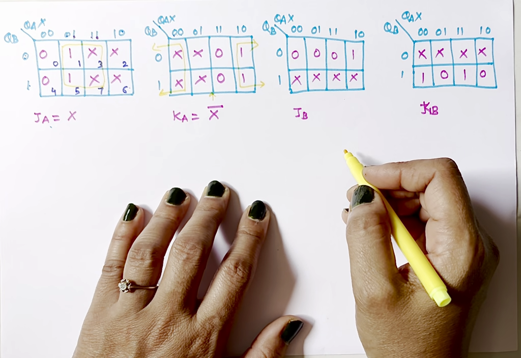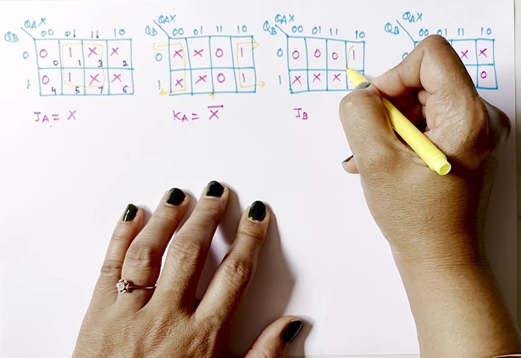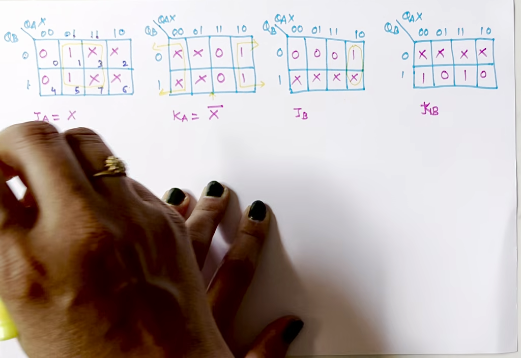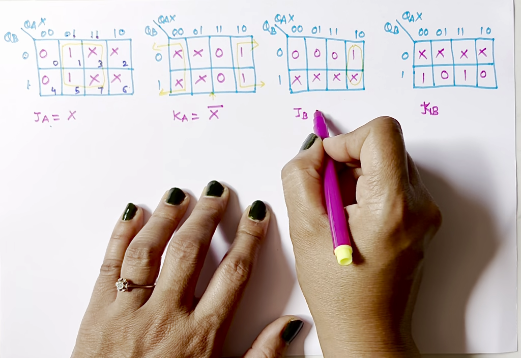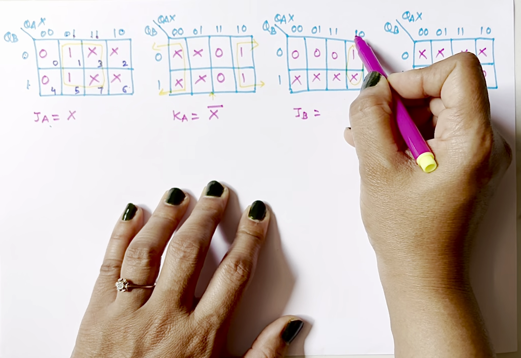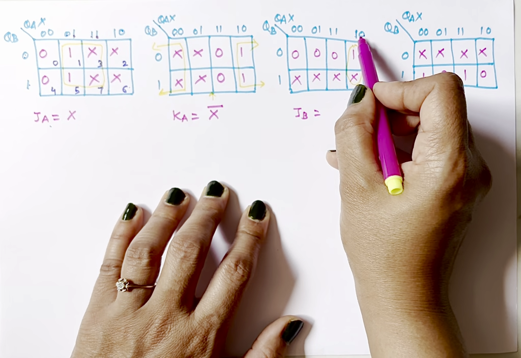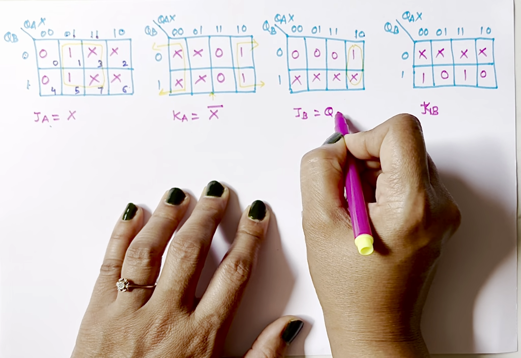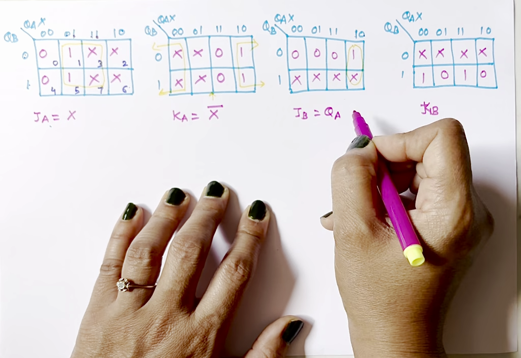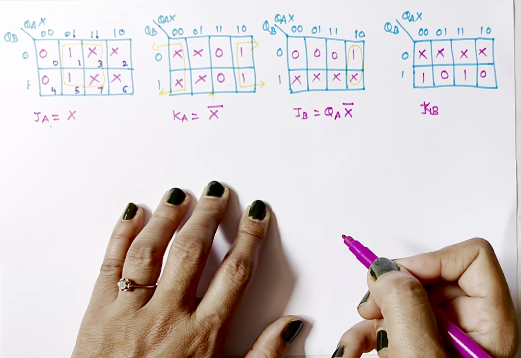For JB, what we can do is we can make this pair because we have only 1, 1. And here nothing is common. Here we need to take both variables because we can't compare it with any other column. So QA is 1, so I'll write QA as it is. X is 0, so I'll take X bar.